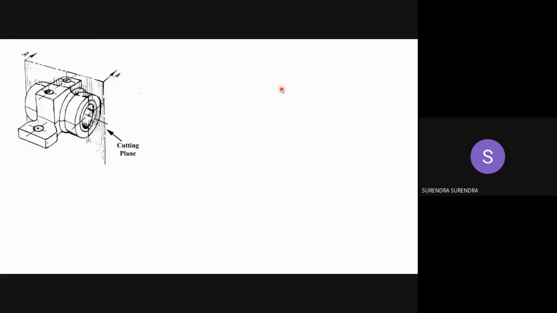Suppose it is a component like this. In general engineering drawing, an engineering component means you won't get simple objects like a prism or pyramid. Regular engineering components have many internal features. If you represent all the internal features with dashed lines, you may not get a clear view, because all these dashed lines and continuous lines are intersecting or overlapping each other. So it is not possible to represent them clearly.